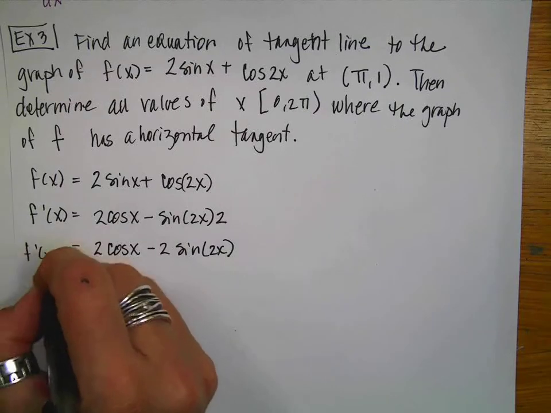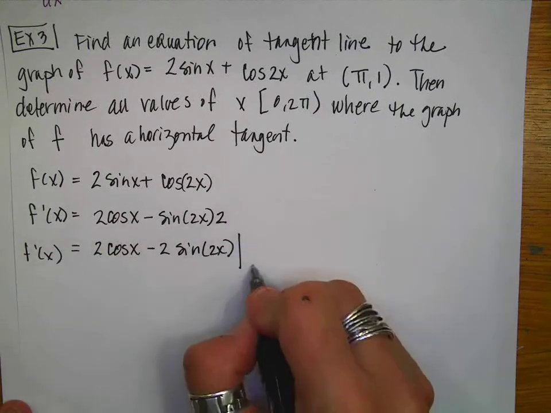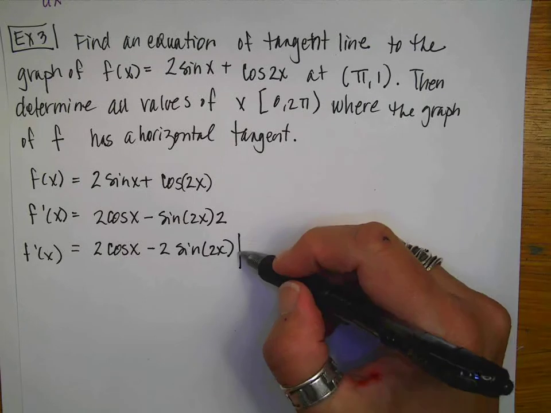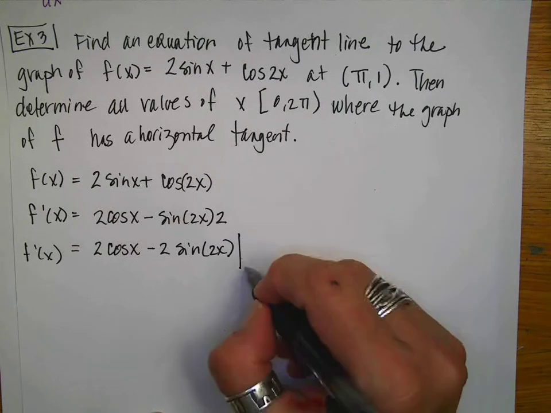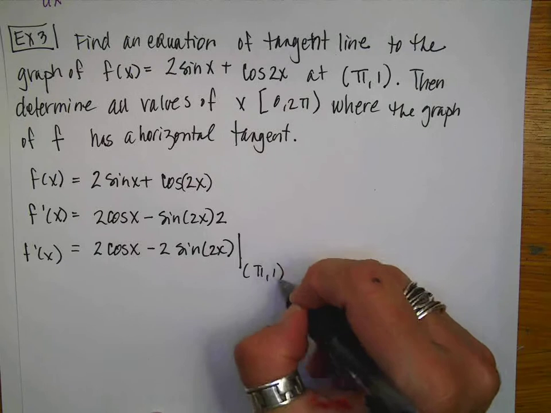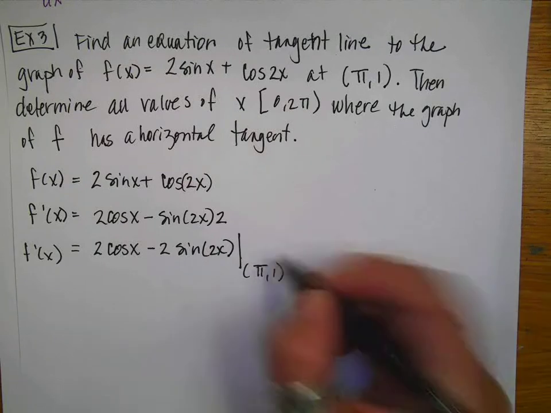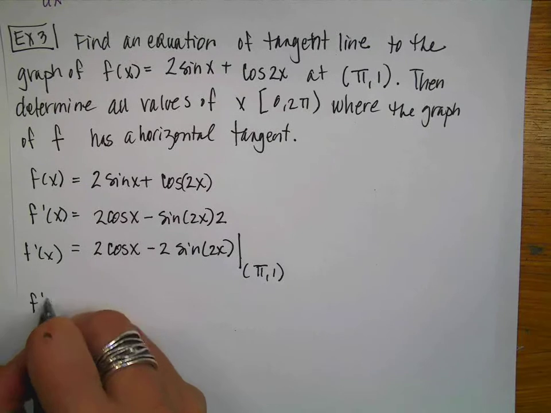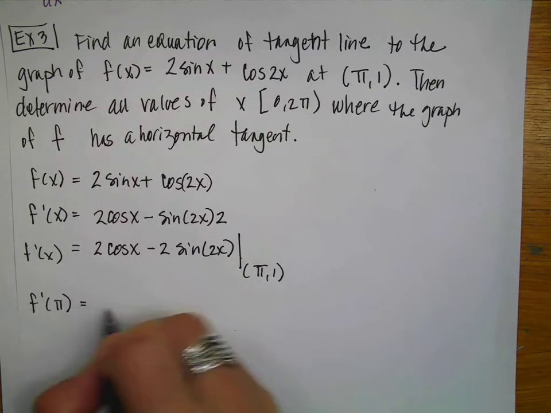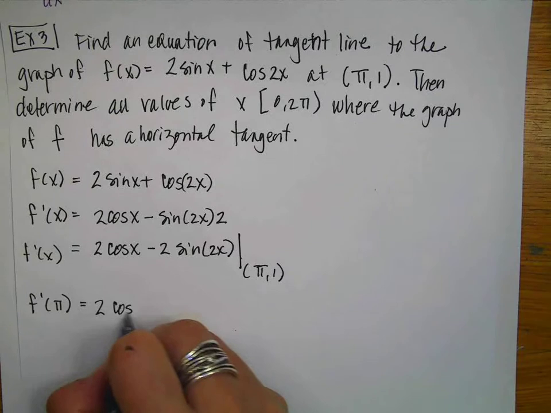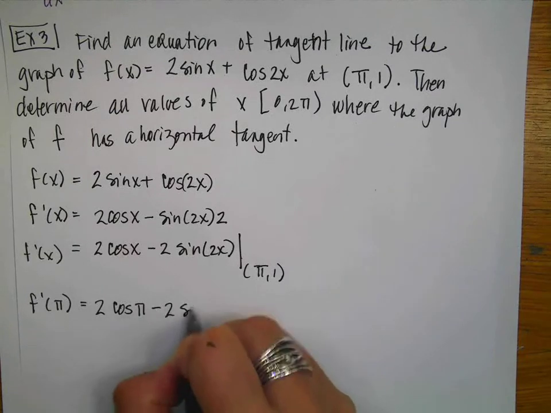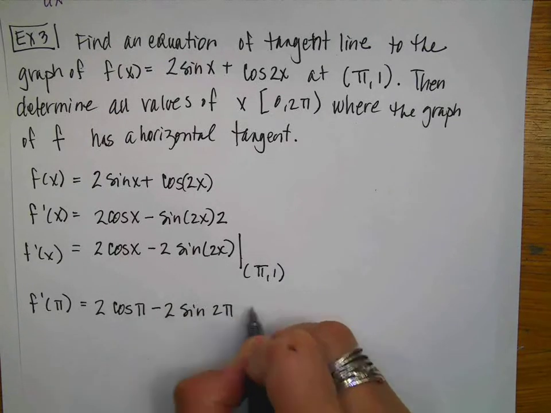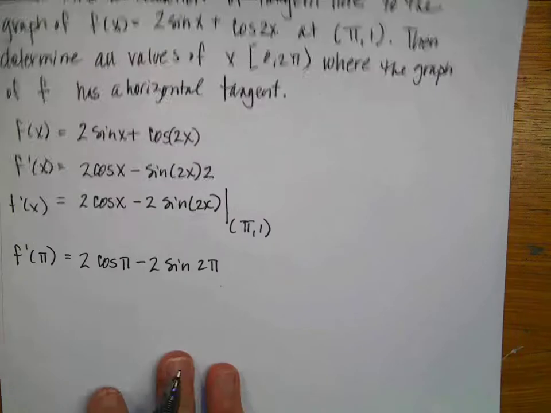Okay? So there's my derivative, and I want to evaluate my derivative. This line means evaluate in calculus. And I'm just going to write the point at the bottom. So that means evaluate the derivative at this point. So f prime of pi is going to equal 2 times the cosine of pi minus 2 sine 2 pi.